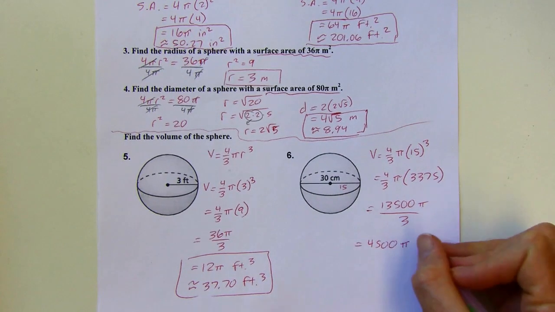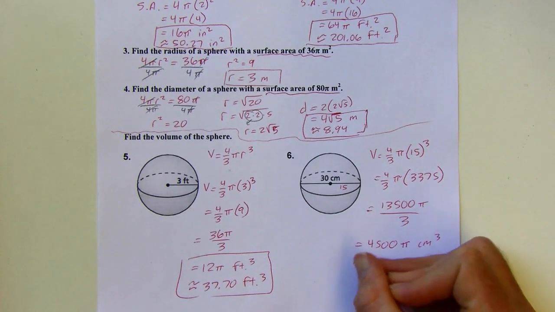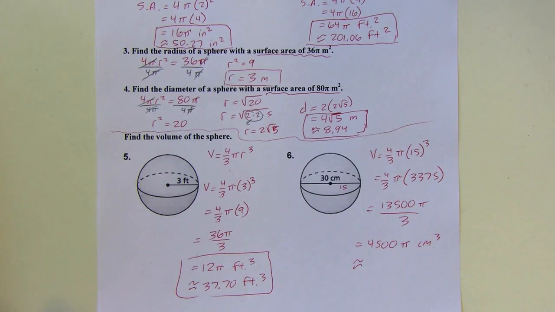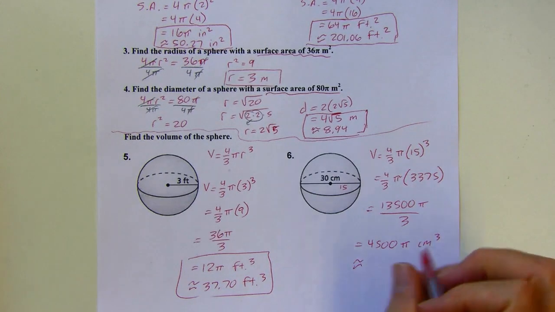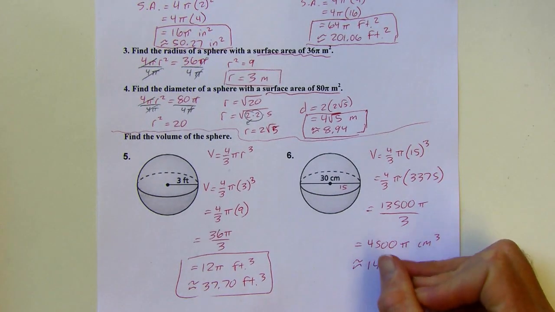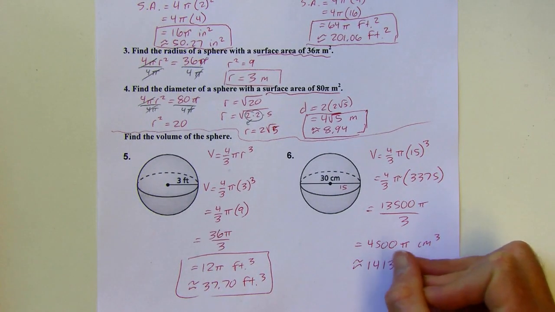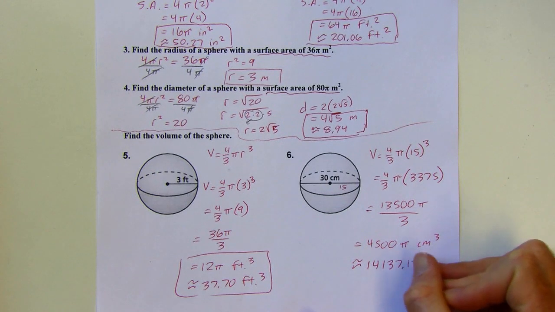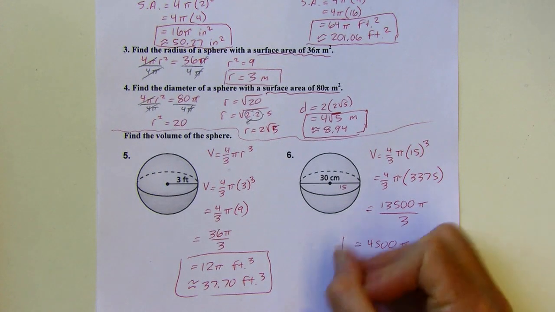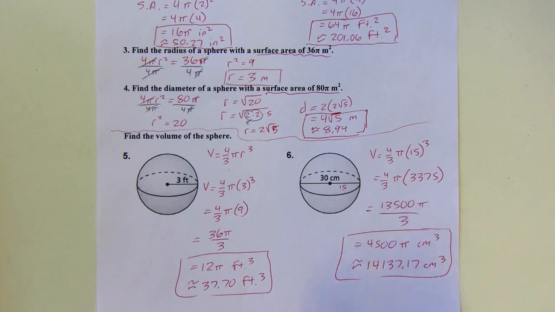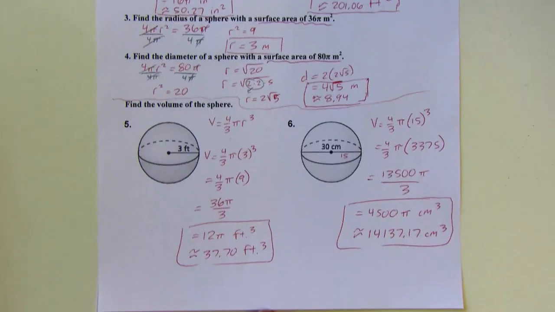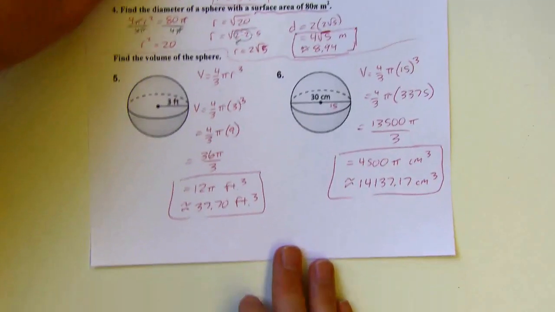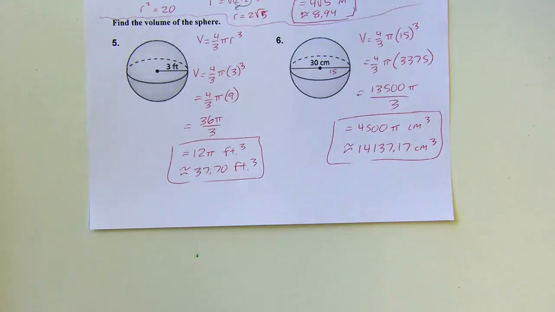So it'd be this many cubic centimeters, or about 14,137.17. Okay. All right, on to the next page.